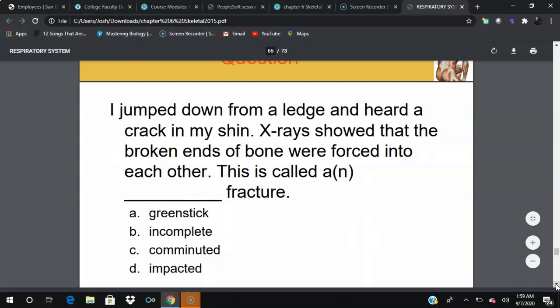Remember, greenstick is an incomplete fracture, where one side of the bone breaks and the other one doesn't, and comminuted is when we have some sort of a splintering fracture.